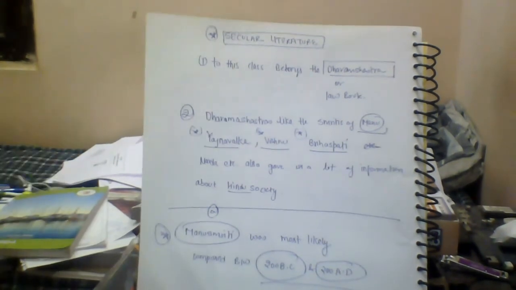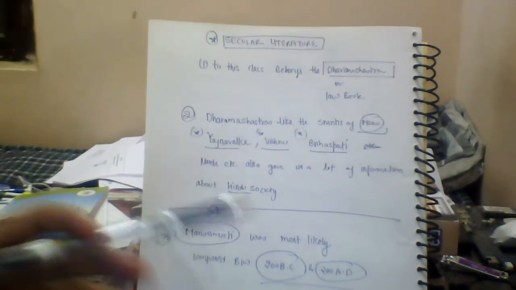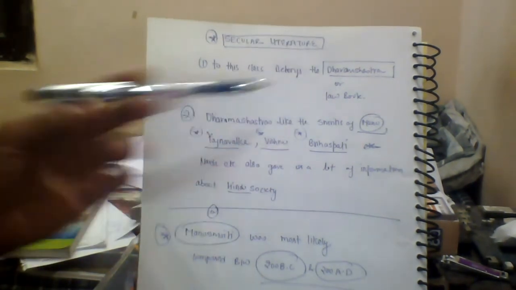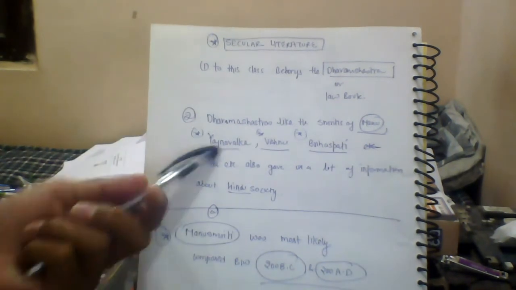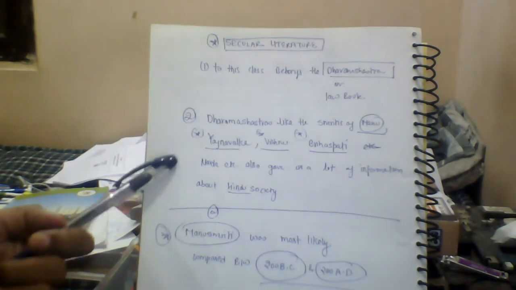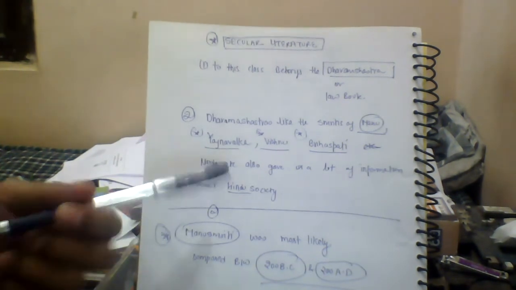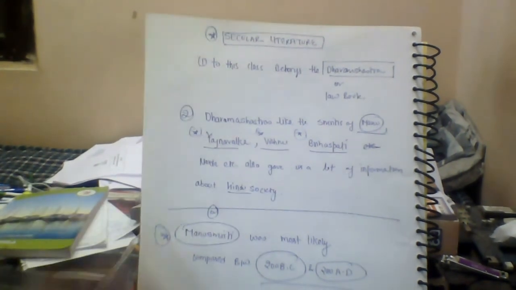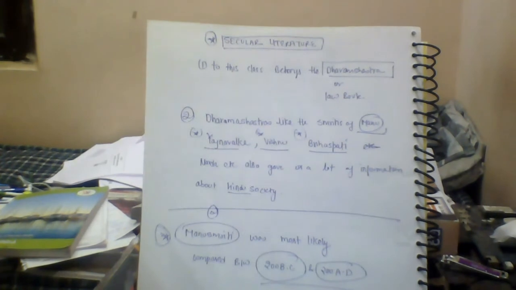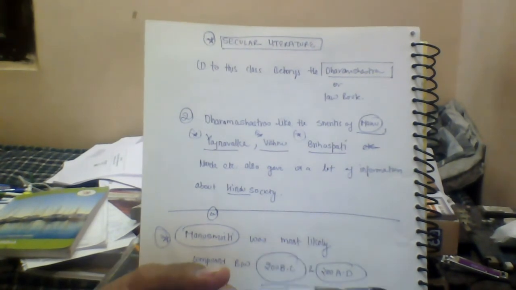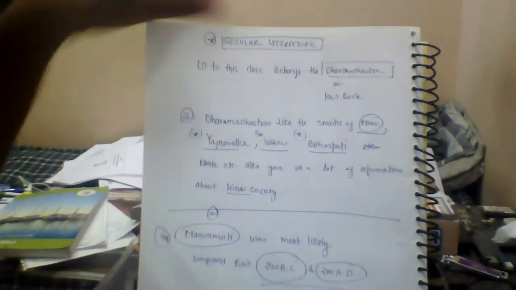Then comes another source, which is secular literature. Secular literature in the sense that it does not include religion, but includes, for example, the Dharma Shastra or law books, like the Smritis of Manu. They tell us tons of information about Hindu society. Then there is the Manusmriti, which tells us how to live and how society should behave, and which was most likely compiled around 200 BC to 200 AD.